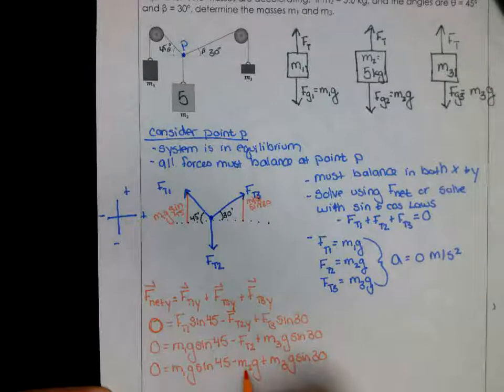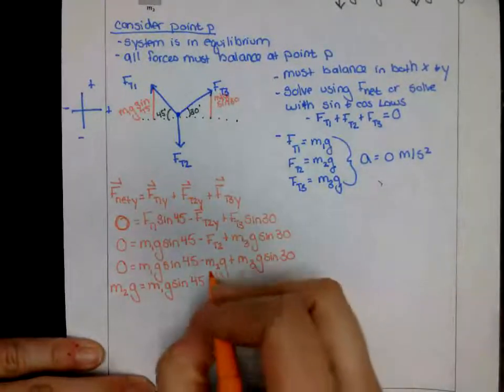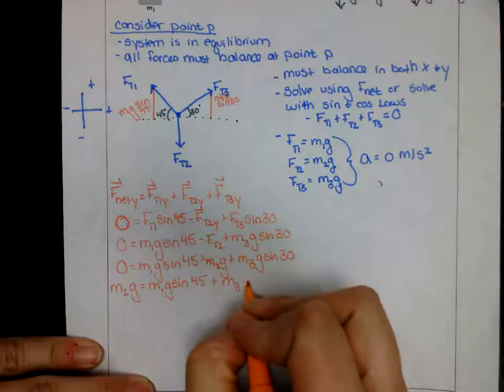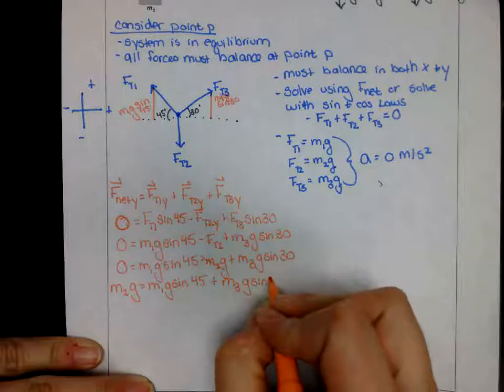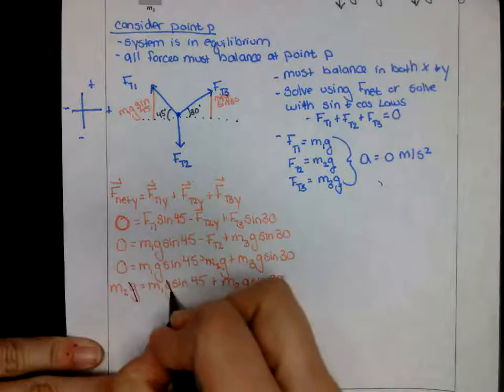I'm going to move mass 2 gravity to the other side to make it positive. So I'm going to have mass of 2 gravity equals the mass of 1 gravity sine of 45. Oops, you can't see anymore. Plus the mass of 3 gravity sine of 30. All of my gravities cancel out.